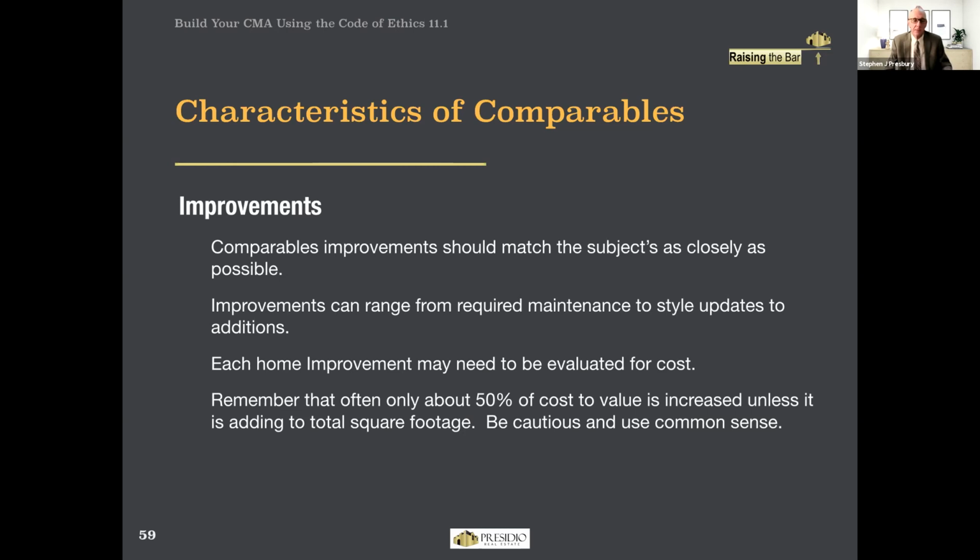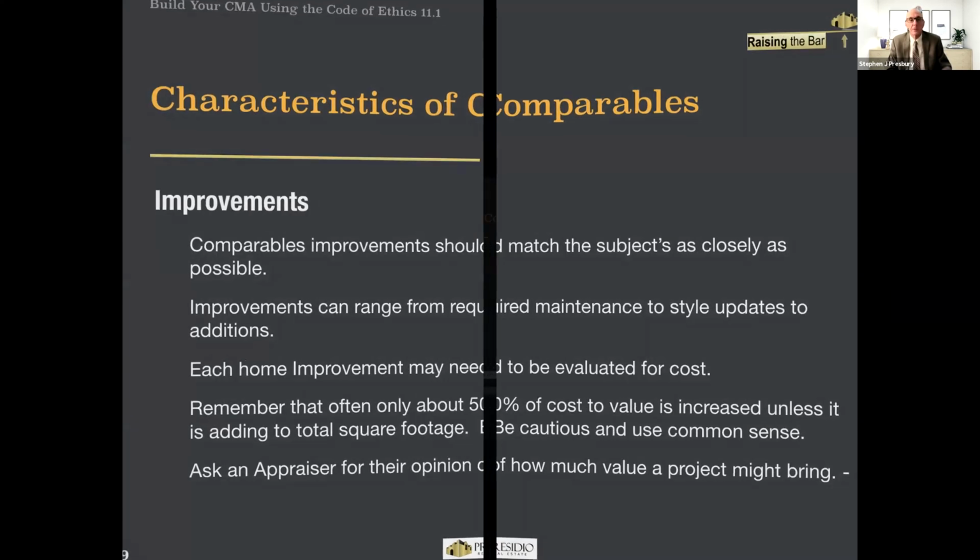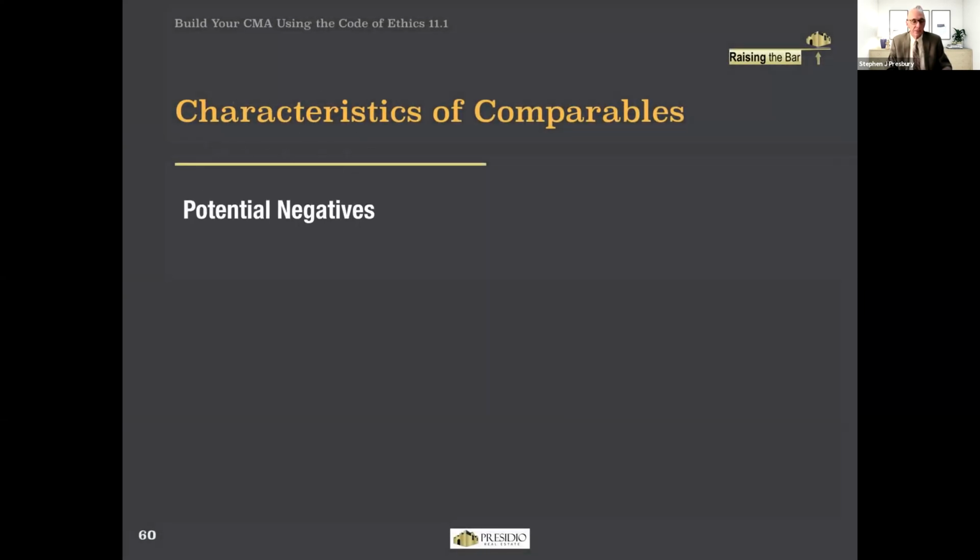Unless we're actually increasing the square footage of a home, often the value is about half of what it's costing to build. Ask an appraiser for their opinion of how much whatever's been done might bring value to that property. If you've got an appraiser that you know personally, they're often happy to take a call and give you some advice on that. Any comments on that slide? Okay, so that's improvements. And then we'll go to potential negatives.